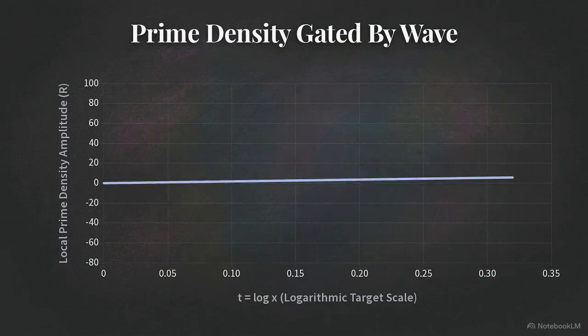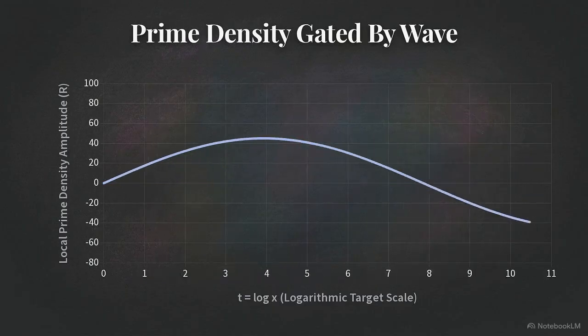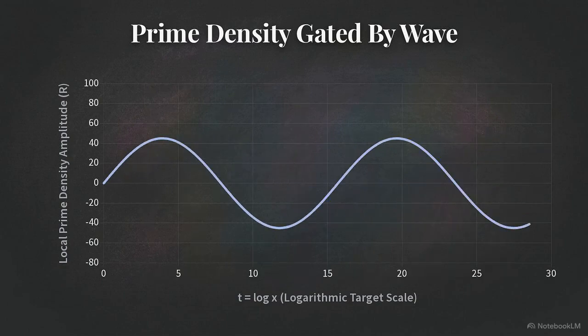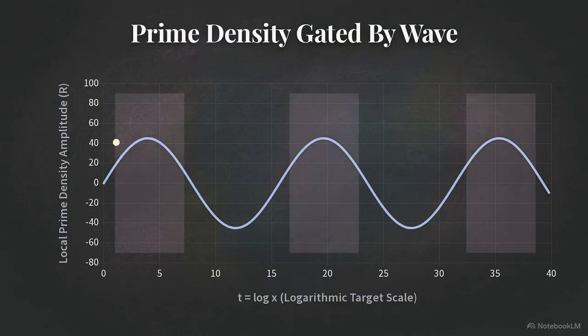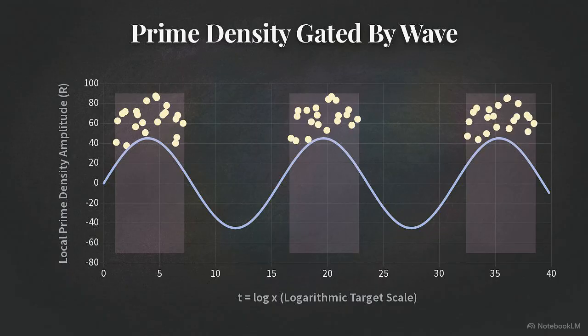The filtering reveals a dominant quasi-periodic wave with a massive repeating recurrence scale. We can measure the phase bands of this wave to track its distinct peaks and troughs. Primes cluster within these peak phase bands, while the troughs remain empty. Local prime density is being modulated and gated by this underlying wave structure.